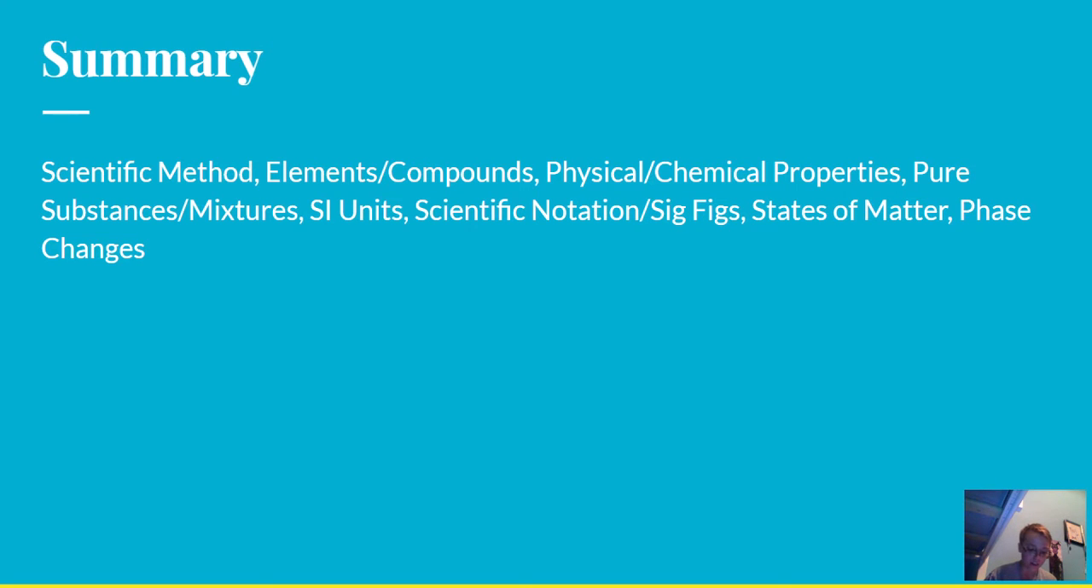SI units are the standard form of the metric system used to convert different units of measurement. Scientific notation expresses large and small numbers into a neat decimal form. Significant figures allow us to find the numbers that have significance to a measurement. States of matter are the different ways matter can exist. Lastly, phase changes show how the different states of matter phase into one another. So that is the basic summary of what we will be covering.